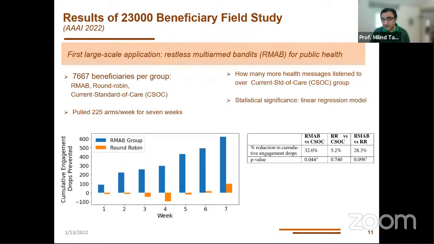In fact, if you look at it in terms of statistical significance, for the Restless Bandit group there is a statistically significant improvement over the current standard of care group in terms of number of messages listened to. Whereas with the round robin group, compared to the current standard of care group, there is no statistically significant improvement. The point being that optimizing who you give a service call to is important in order to have these mothers listen to more messages. And that is what the Restless Bandit allows us to do.